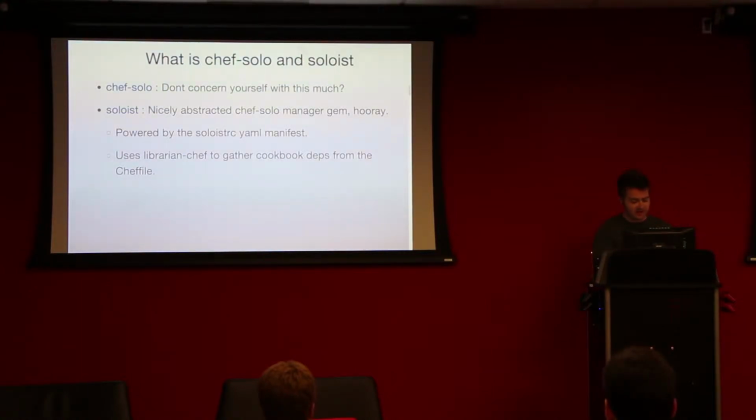Soloist is really nice because it takes all of the glue and configuration that you need to run Chef Solo and it puts it into a single YAML manifest. And then it also uses Librarian Chef to gather your cookbook dependencies. So you get basically all the advantages again of Chef Server. You get a collector for your cookbooks, so you don't have to store them, you don't have to find them, and you have a single point of location for configuration. So we're gonna see an example.